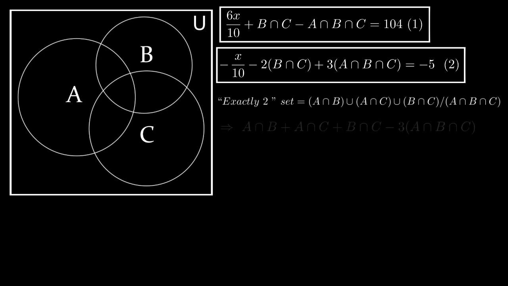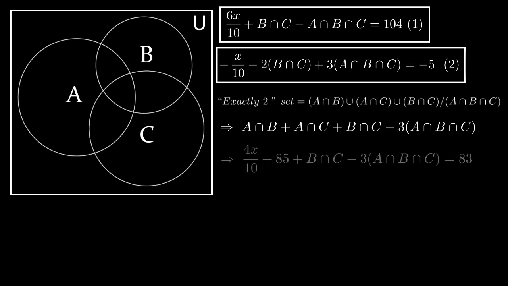And this is A intersection B plus A intersection C plus B intersection C minus 3 times A intersection B intersection C. And we subtracted A intersection B intersection C 3 times from the final result because we added A intersection B intersection C 3 times when we added the first 3 sets. So we have to subtract A intersection B intersection C 3 times since we don't want A intersection B intersection C in the final result.